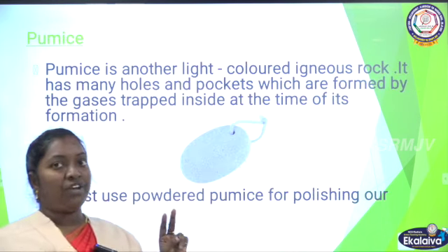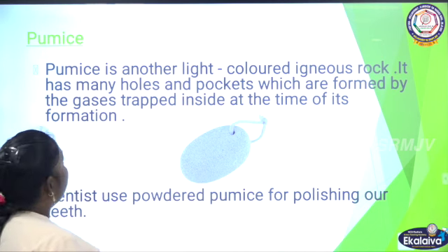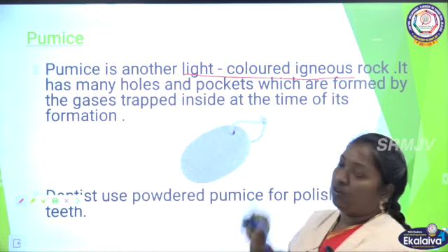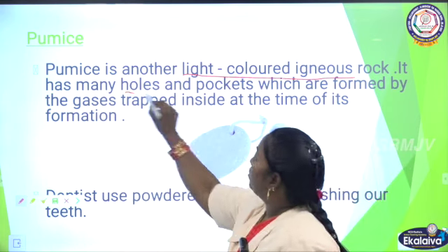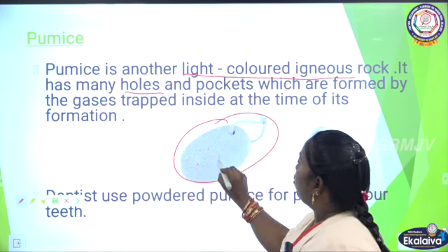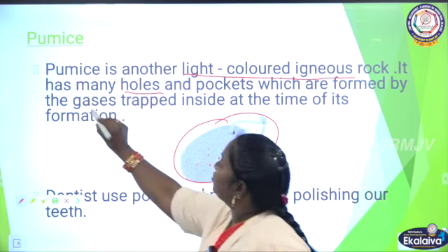So the second type of igneous rock is pumice. Pumice is another light colored igneous rock. It has many holes. If you observe this picture, you can see there are many holes in the rock. How have these been formed? Due to trapped gases.